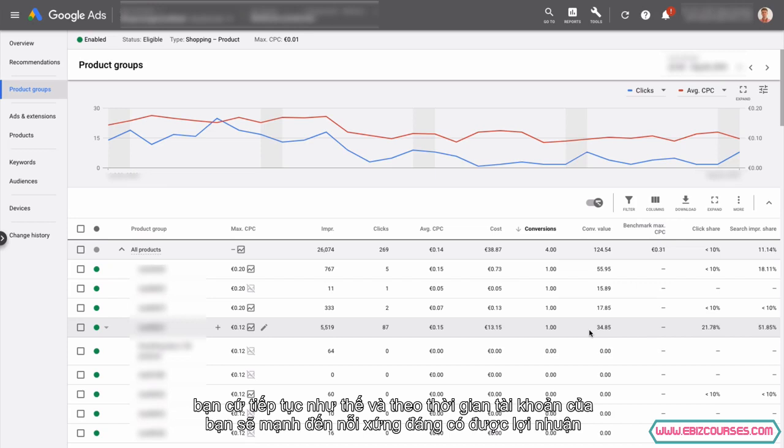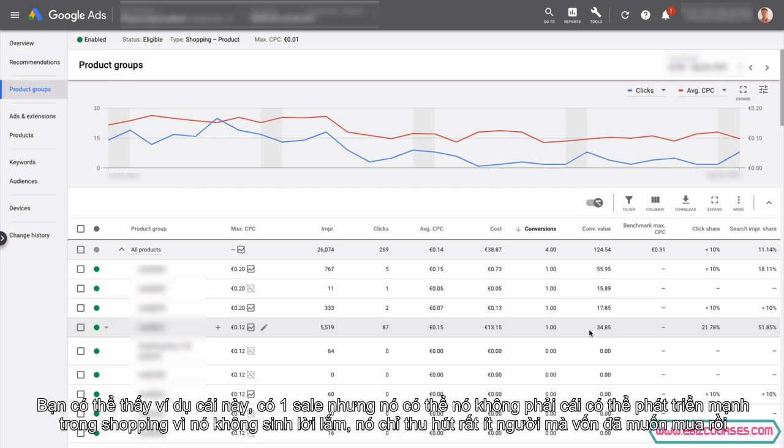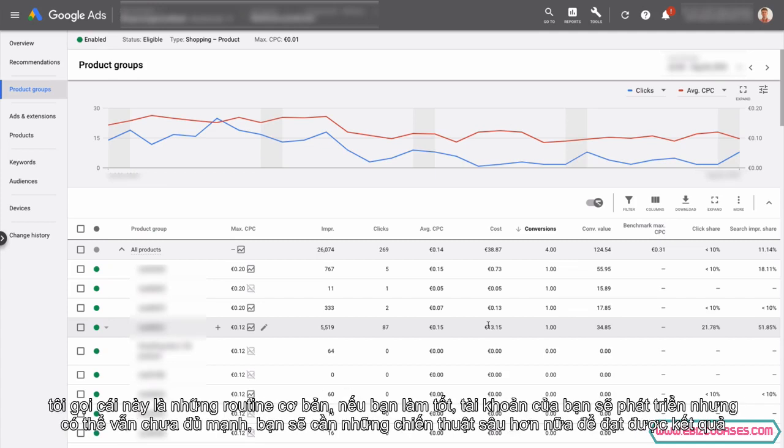And over time, your account will get stronger in the places that do deserve the revenue, and you will actually see that. For example, this product, we got 1 sale, but maybe this is not the right product to push really hard in shopping because it's not really profitable. It just attracts a lot of people to the site who aren't really ready to buy. So this type of thing is what I call your basic routine. And so these are the basics. And if you do these well, your account will already improve by a lot.